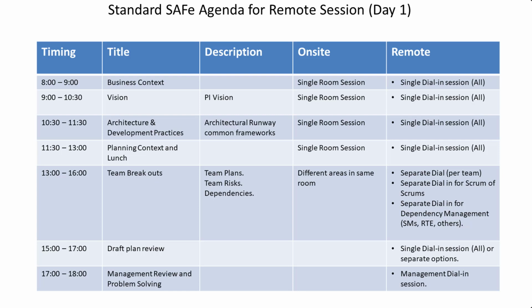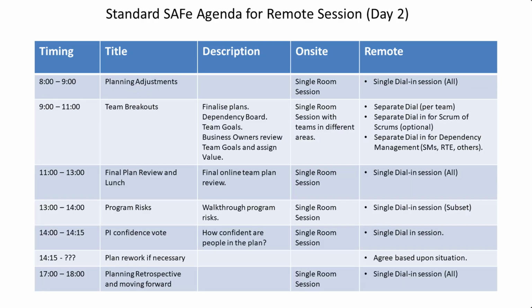And then you have a draft plan review between 3 and 5 o'clock. Again, a single dial-in or separate options, because what you may have is, if you've got multiple value streams in the same train, then you might want to have separate dial-ins for a different value stream, as an example. Okay. And then finally, you've got management review and problem solving, and then you'd have a management dial-in for that as well. Okay, let's move on to day 2.